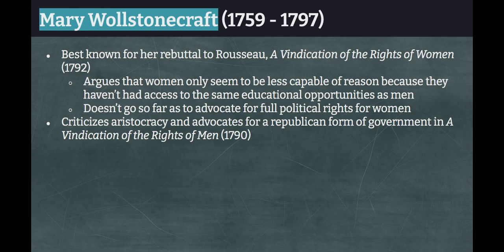Mary Wollstonecraft was also a really big advocate of democracy and sort of a republican form of government, so people are able to elect their leaders. And she wrote about this in a book called A Vindication of the Rights of Men. So you'll notice that actually was published before A Vindication of the Rights of Women, so she's kind of playing on the same title there.